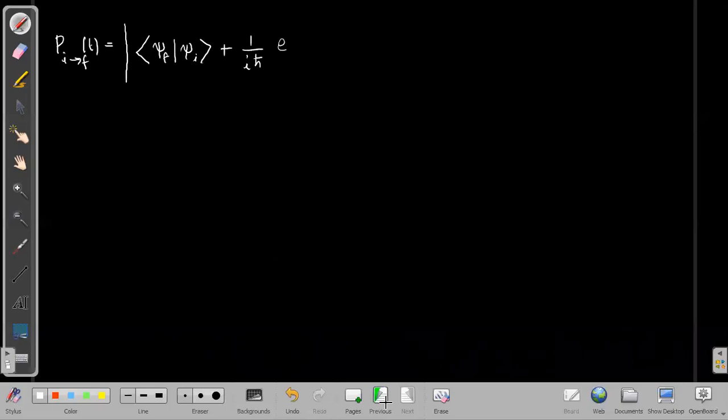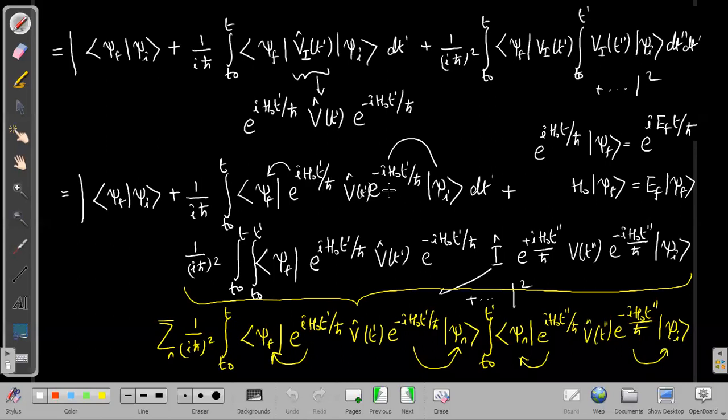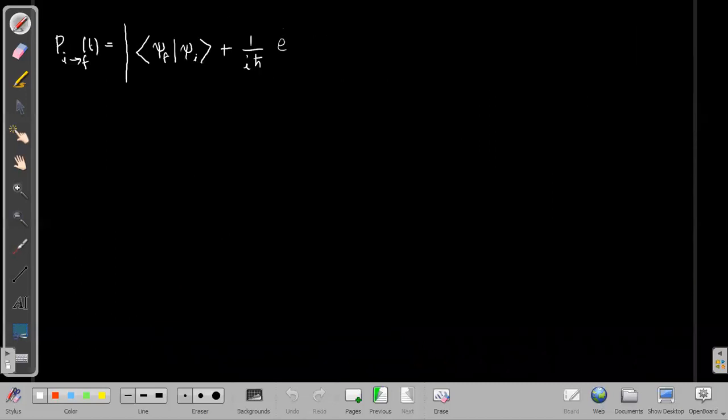Just look here, we'll get e raised to i Ef t prime by h cross, then e raised to minus i Ei t prime by h cross. So that would become Ef minus Ei. So e raised to i (Ef minus Ei) t prime by h cross, inner product psi f V psi i dt prime, and this would be integral t0 to t.